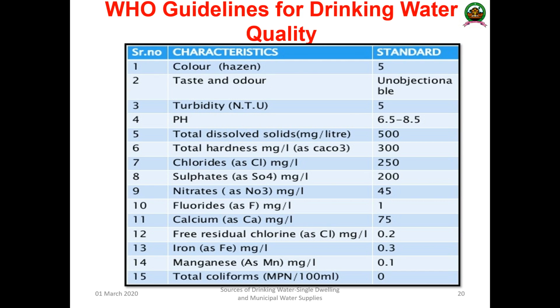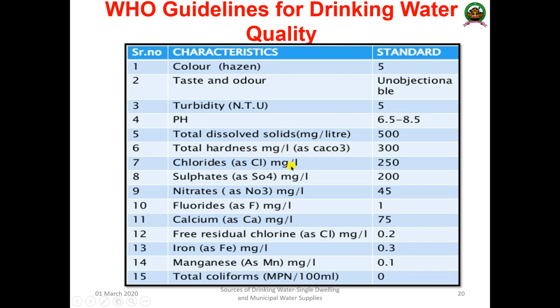And when you are talking about drinking water, the World Health Organization has given many guidelines on the quality control standards used for drinking water. The color or hardness standard is 1 to 5. The taste and odor should be unobjectionable. The turbidity in NTU is 5. The pH is 6.5 to 8.5. The total dissolved solids in milligram per liter is 500.